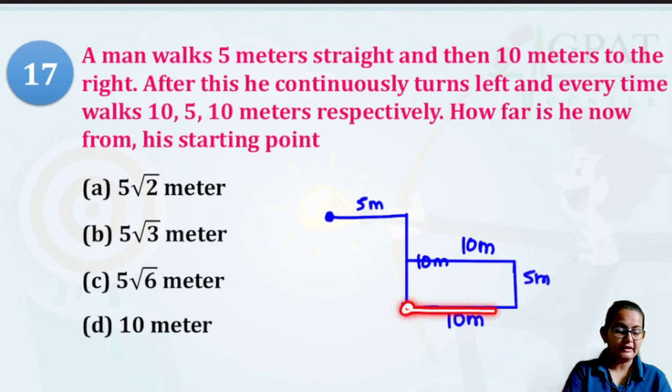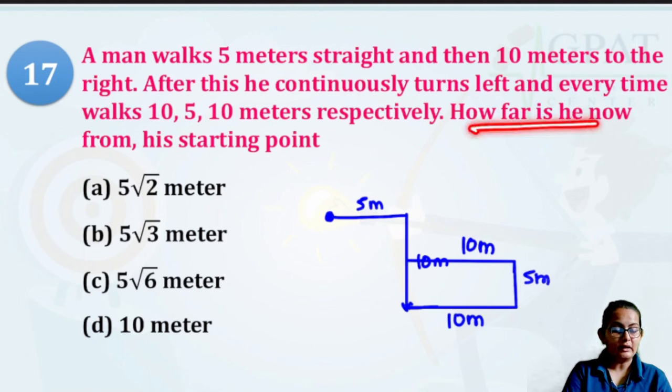First, after taking left, he will try to walk 10 meters. Again, he will take the left turn. Left turn means this side he will walk 5 meters. Again, after coming this side, the left turn would be this one and he again travels 10 meters. So you can see here this particular rectangle is getting formed.